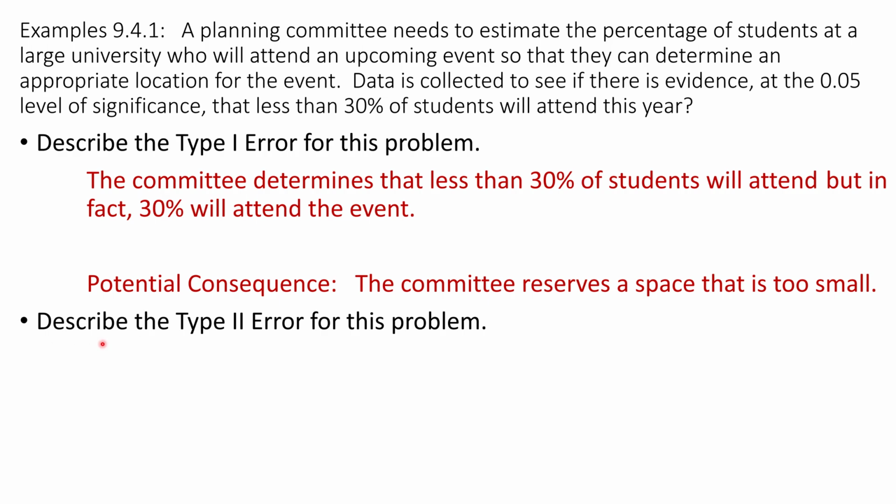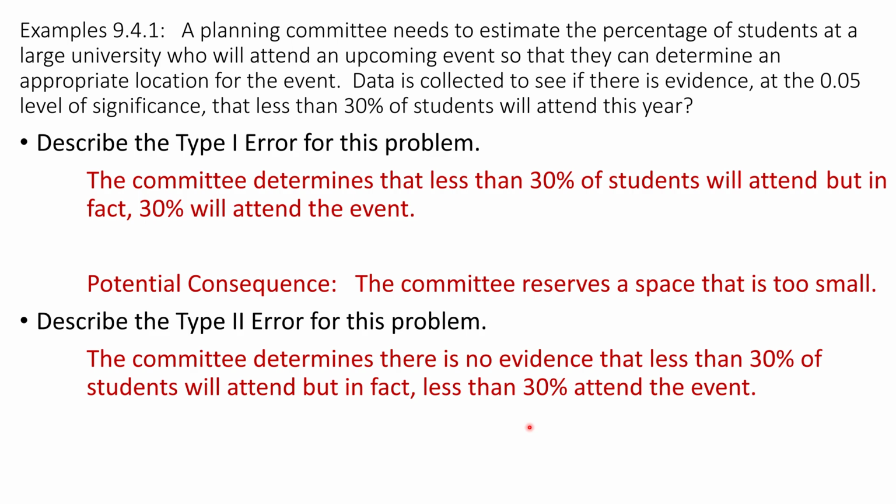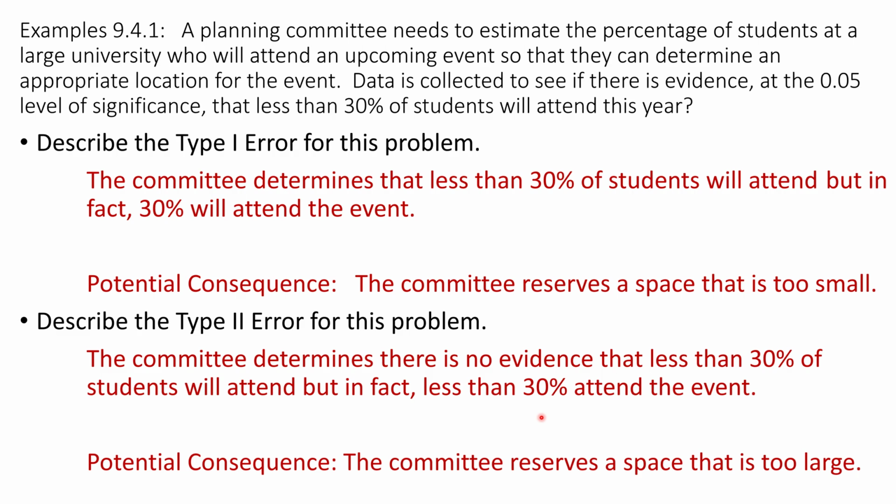Now try to describe the type 2 error for this problem. Type 2 error is the committee determines there is no evidence that less than 30% of students will attend, but in fact, less than 30% attend the event. The potential consequence of this decision will be the committee reserves a space that is too large.